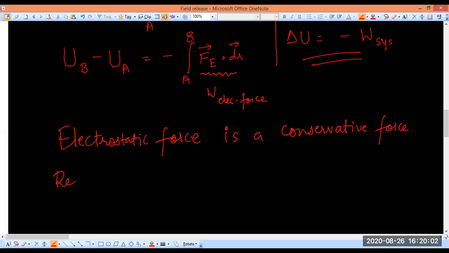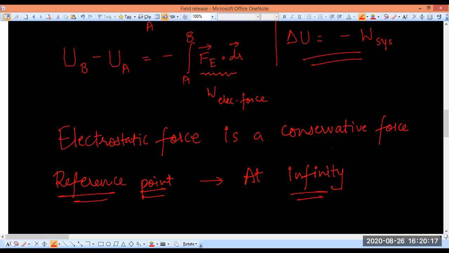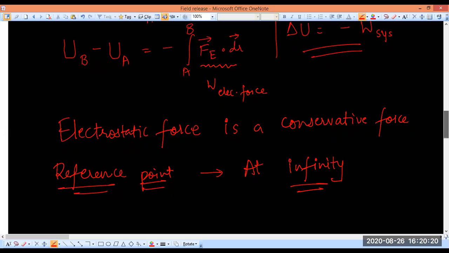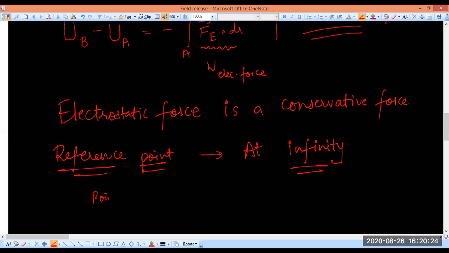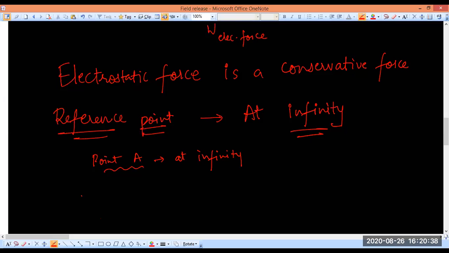And to define potential energy, I hope you remember that you need to specify a reference point, right? So we are going to take the reference point at infinity. Suppose this point A was at infinity, so that means A is the reference. That would mean the relation that I wrote above will become UB minus U at infinity, because A is now infinity, is equal to negative integration from infinity to B Fe vector dot dr vector.